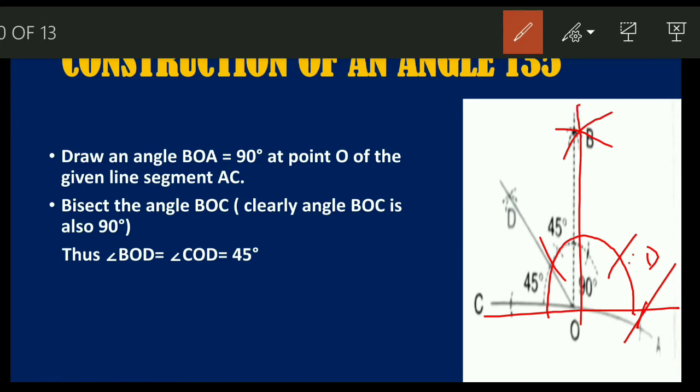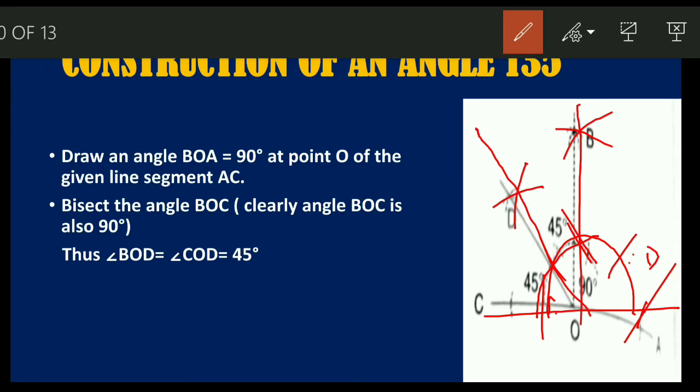After you have drawn 90 degree, already you have drawn an arc. Now what you do, from this point you put your compass and cut it here, and from this point you put your compass and cut here. Where you have cut, that line you extend it. So that is 45 degree.